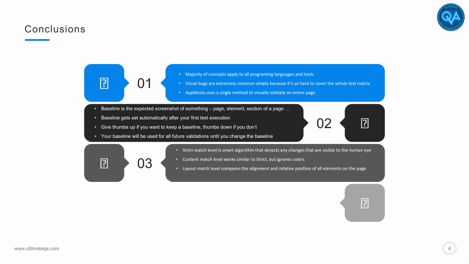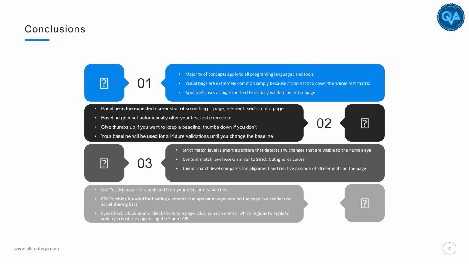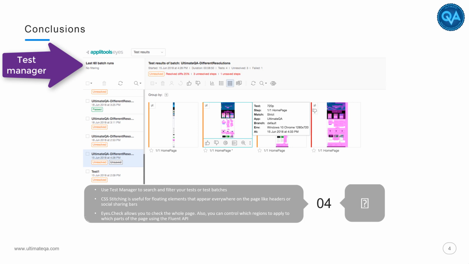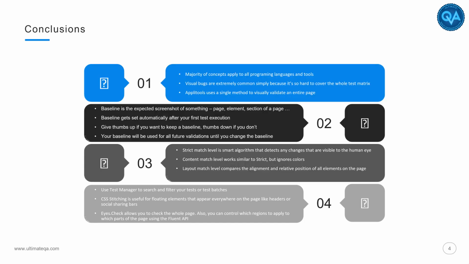And then finally, in the last section of the course, we talked about the test manager. The test manager is the area that you see that contains all of the batches and all of the tests inside of your batches. We were able to learn how to use the test manager to search and filter your tests or batches, right? You can use the search icon to filter based on batch name. You can filter based on batch status, and you can do the same thing for your tests. You can also even star your tests. You can do group bys where you can group your tests in different sections based on how you want to see them.